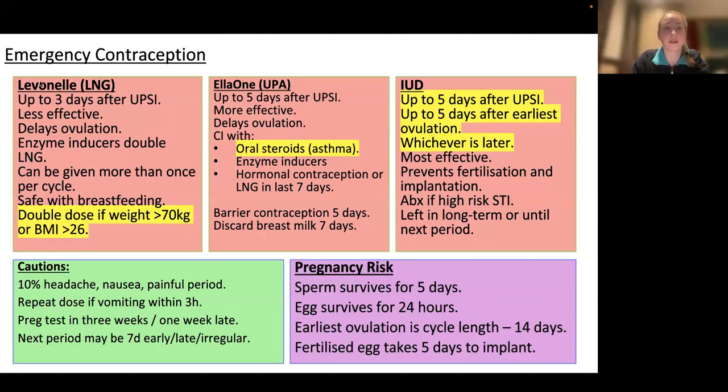So it also works to delay ovulation, and enzyme inducers can double it, and it can be given more than once per cycle and is safe with breastfeeding. And the sort of niche important thing to know is that if someone's weight is above, or BMI is above 26, then you want to double the dose of it.